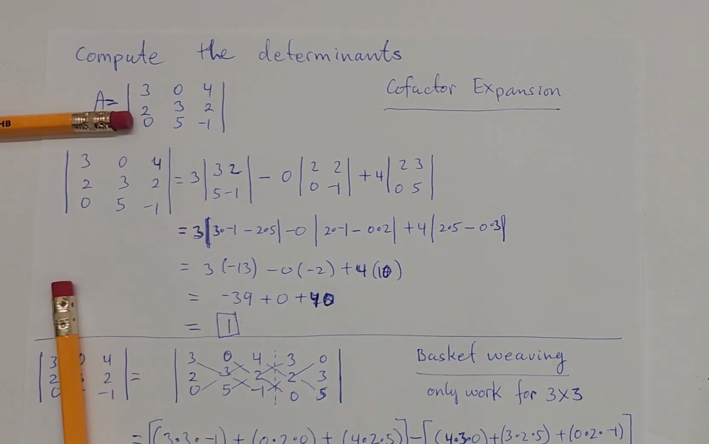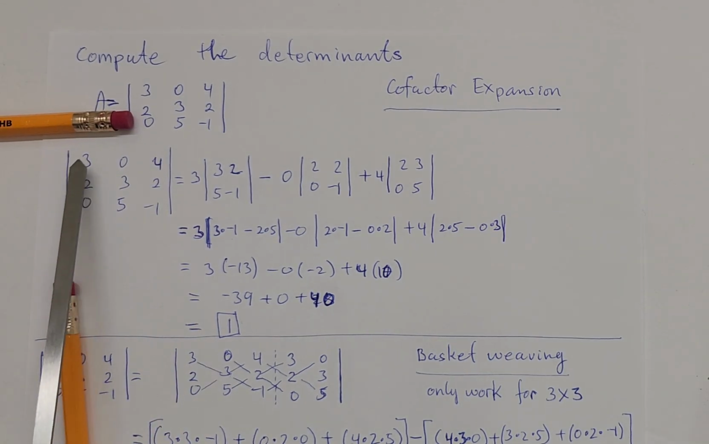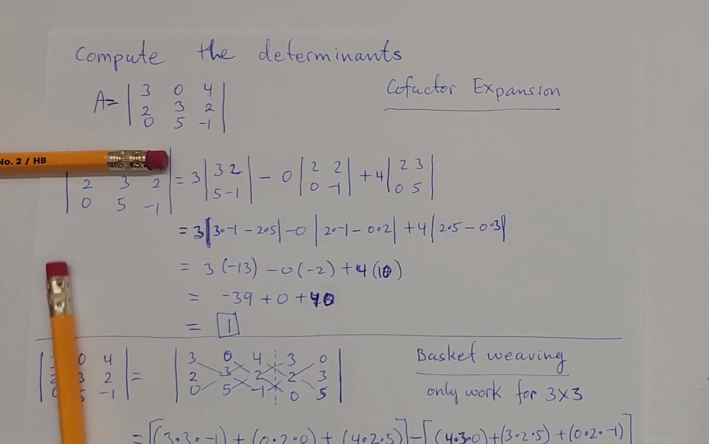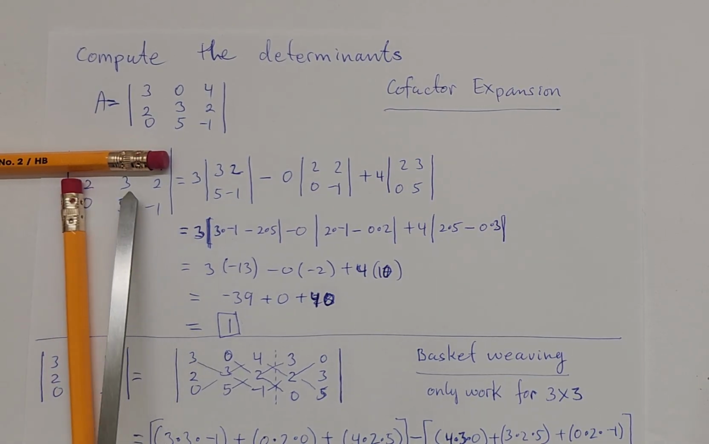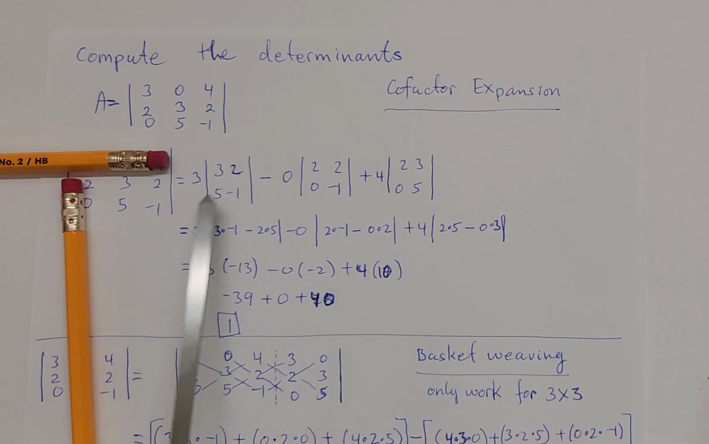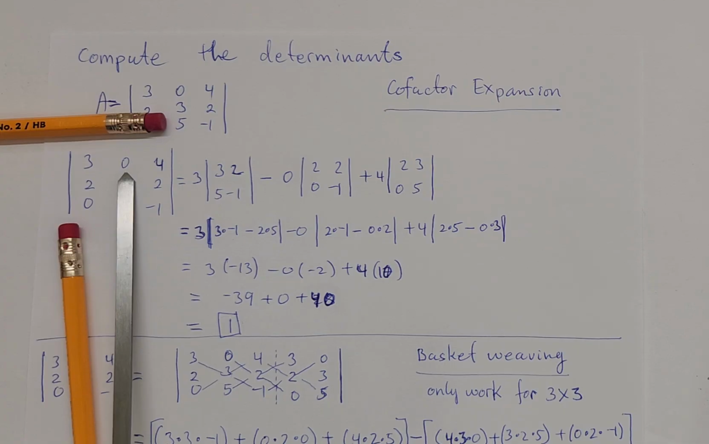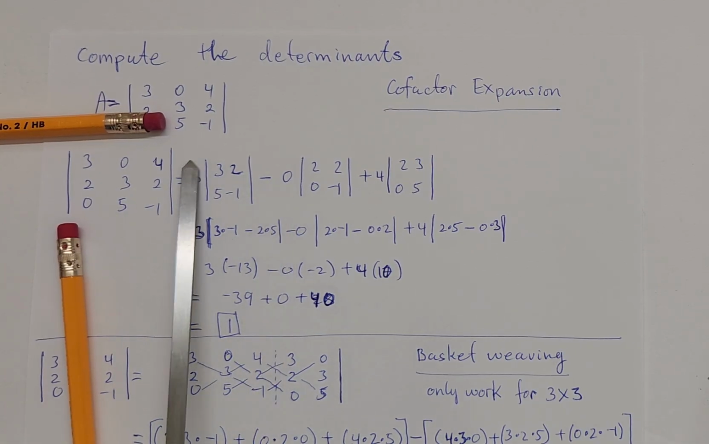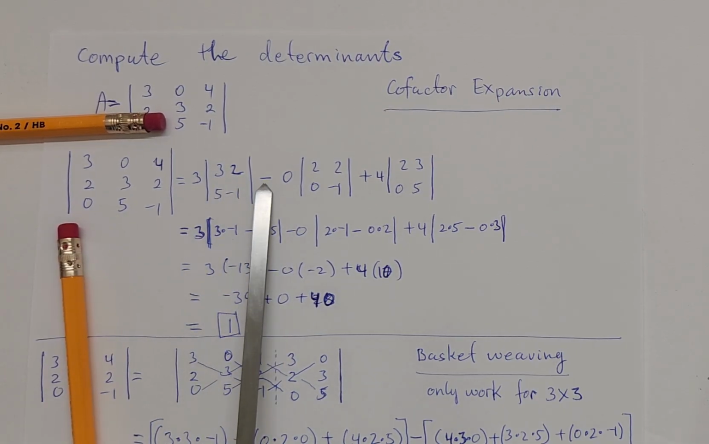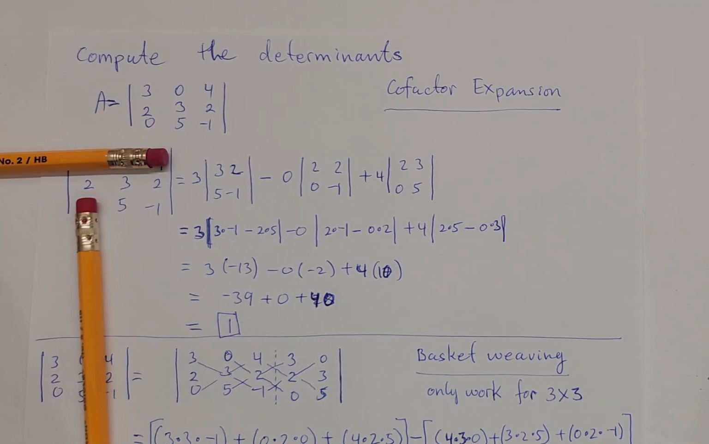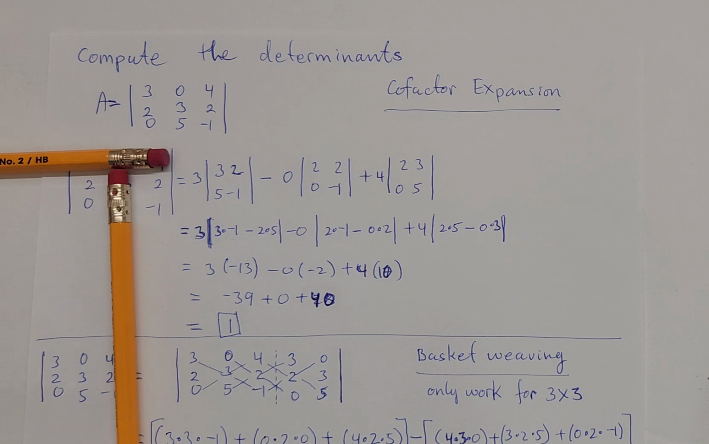One more time. You will start here, take the 3, put it here. Block out the first row, block out the first column. You have 3, 2, 5, negative 1, put it here. Next, it will be 0, put the 0 here. Since the first is positive, the next will be negative. So 0 over here. Block out the first row, block out the second column. You have 2, 0, 2, negative 1, which is here.